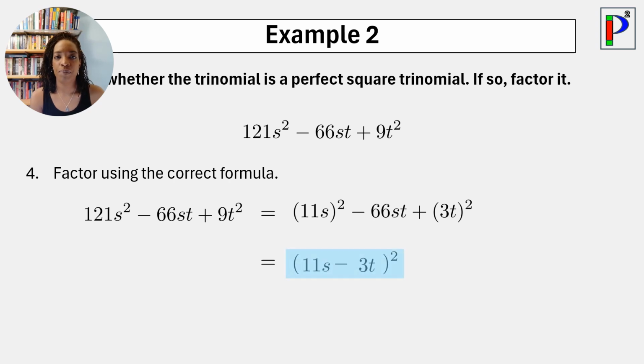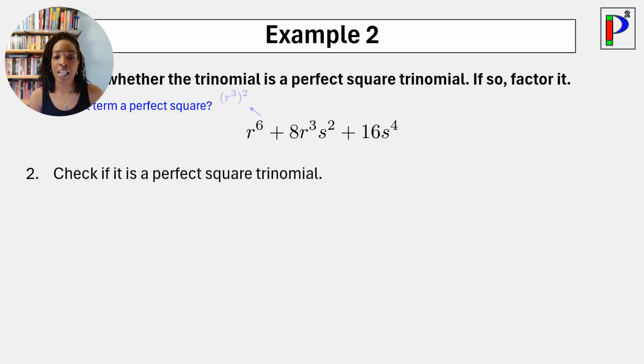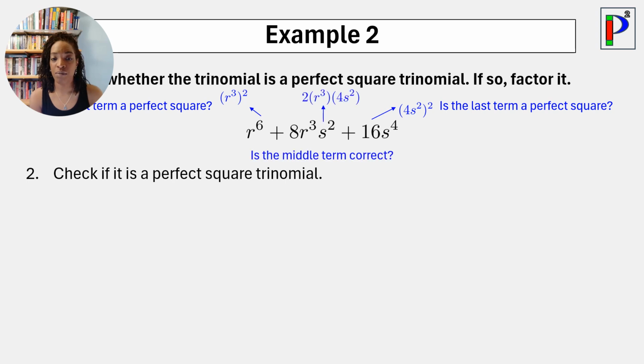Let's try another one. r^6 + 8r^3s^2 + 16s^4. No GCF. Our first term is a perfect square. Our last term is a perfect square. And our middle term is the product of the two unsquared terms times 2. So this is a perfect square trinomial.